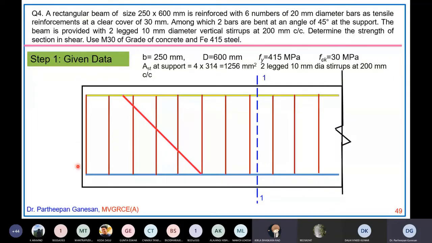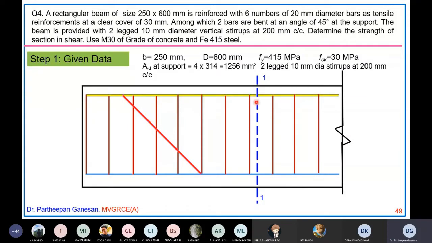This is the support. 6, sir. How many will be there? 6. Yeah, there will be 6 number of rods because 6 number of rods are here, out of which 2 bars are bent at an angle of 45 degree at support. So these are the 2 bars which are bent, which will go like this. So now at the first section, there are 6 number of reinforcement.